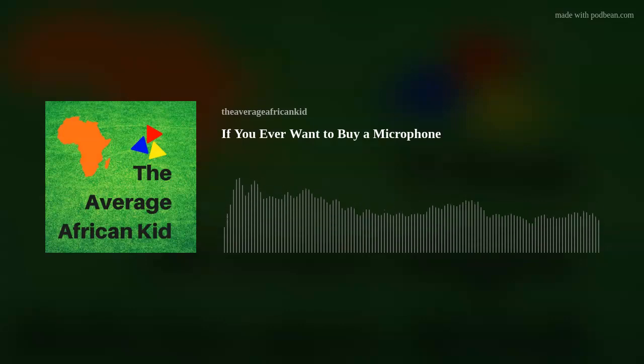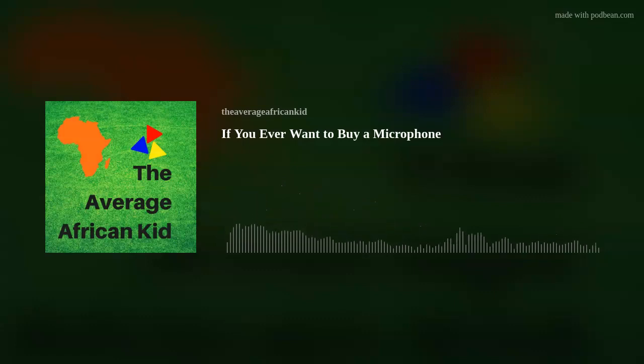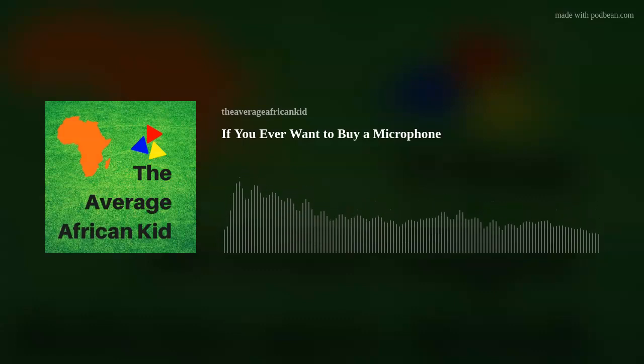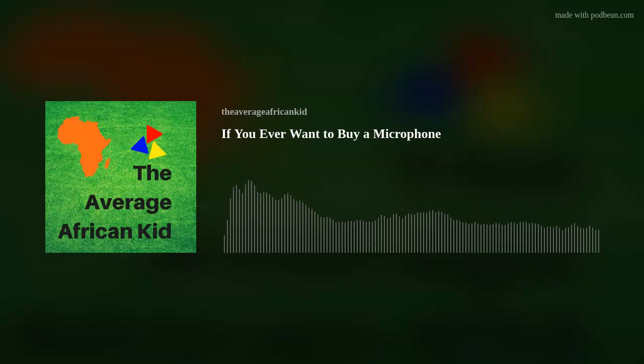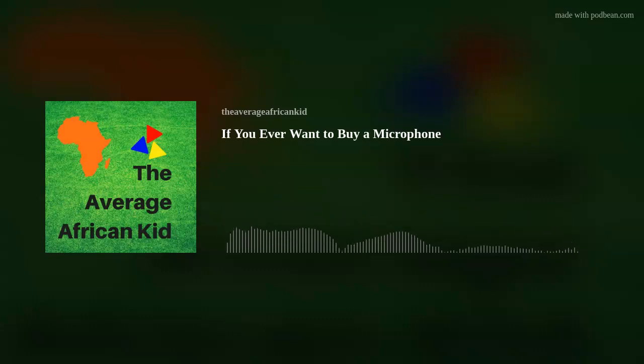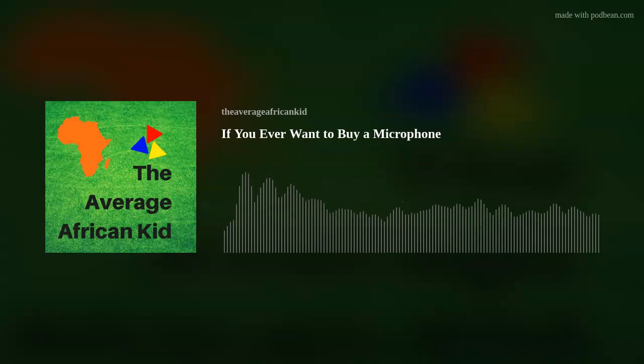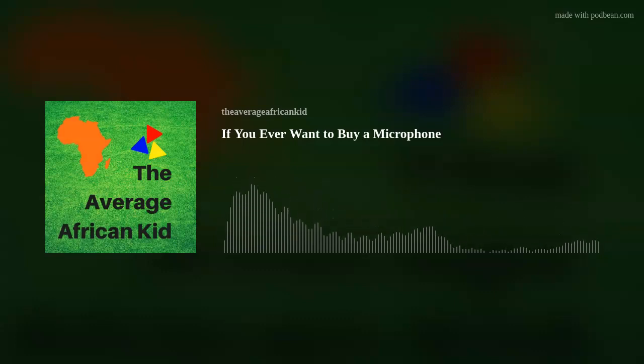Okay, so let's talk about the dynamic and condenser. What's the difference between the two? Well, simple. Dynamic microphones work on a different pattern than condenser microphones. Are we together up to this point? So dynamic microphones are those mics you find on many stages around the world. They pick up less noise.